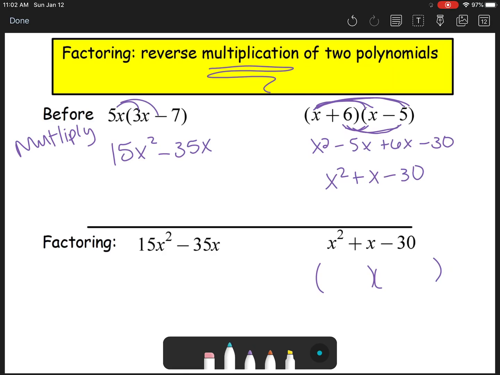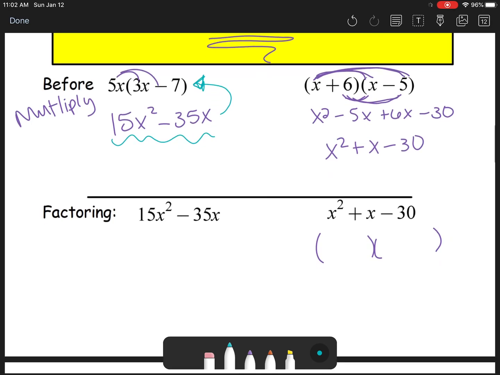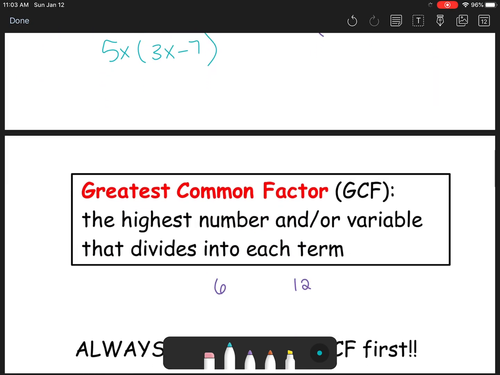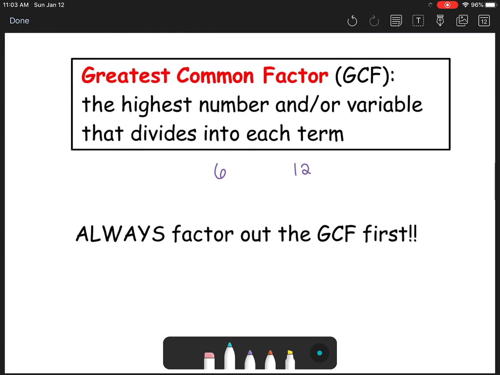So factoring is taking something that looks like this and putting it so it looks like this. So again, 15x squared minus 35x, well, the greatest common factor, a 5 goes into it and an x goes into it. So if we factor that out, that would be our greatest common factor, and that is what we are talking about today.